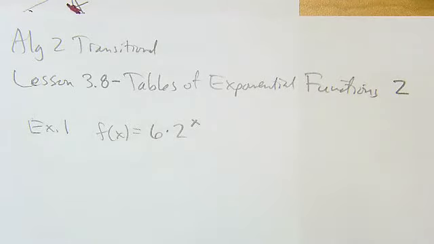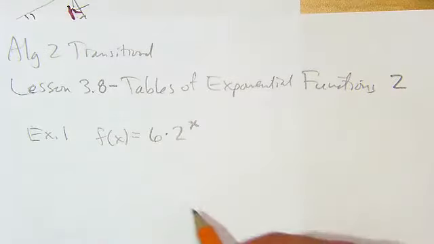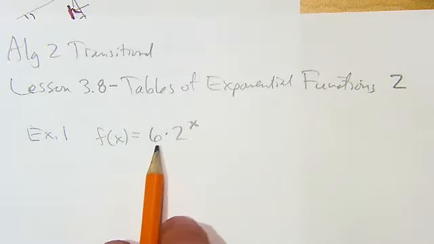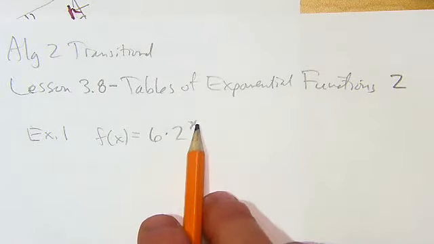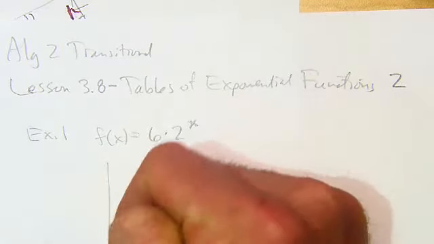All right, guys. Lesson 3.8 is going to be tables of exponential functions 2. So it's going a little deeper with these tables and including negatives in the x's basically is the new thing here for today. So you'll be given an exponential function of this. Remember, exponential means x is up in the power. And it will basically say make a table and make a graph.